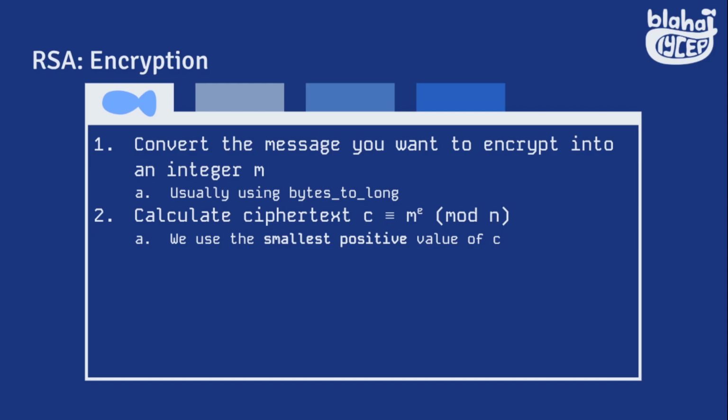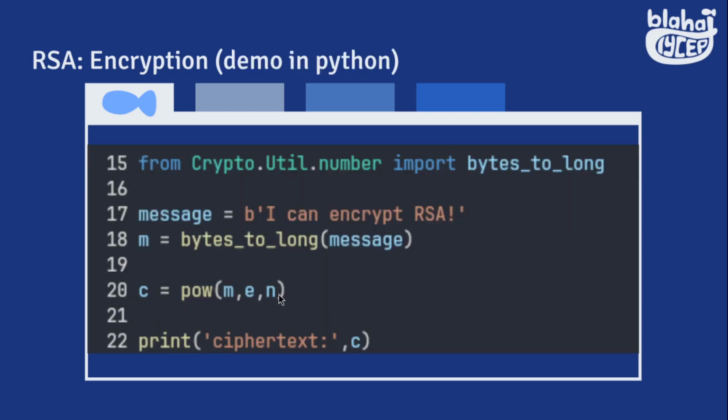Okay, great. Once we have C, we use the smallest positive value of C. Toy example here. Let's say C is congruent to 10 modulo 7. But this will never be the case for I.YCEP because 7 is a prime. We will pick C equals 3. Following so far? So let's say C is congruent to 21 modulo 10. What will we pick for C? 1? Yeah, correct. We'll pick C equals 1. Okay, so that is it for encryption, and we have our ciphertext.